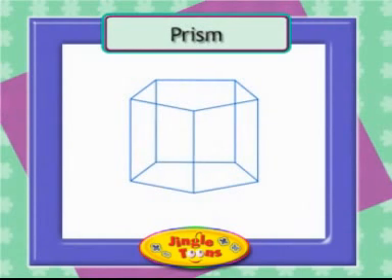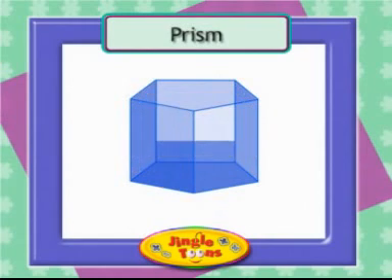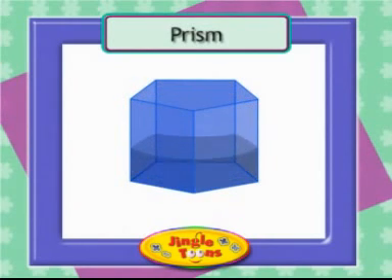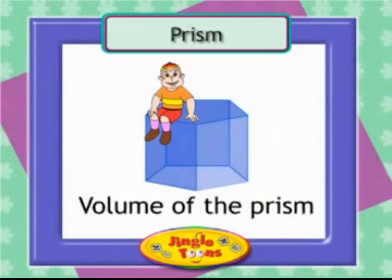Prism is a 3D object having two parallel surfaces at the top and bottom and rectangular lateral surfaces connecting the top and bottom parallel sides by edges. The volume of a prism is the measure of space contained within all the lateral surfaces and the top and bottom surface.